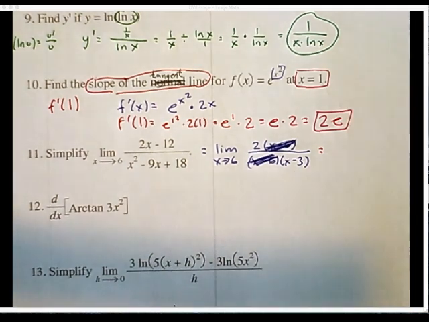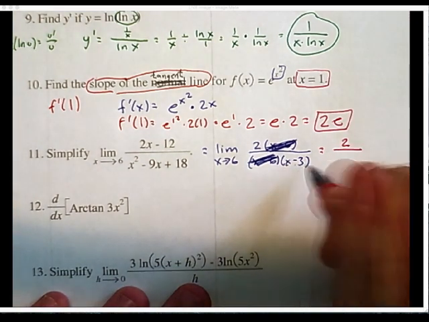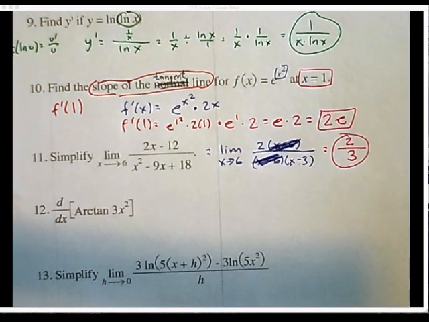Now, if you try to plug in 6 to what's remaining, you would get 2 over 6 minus 3, which is 3, so 2/3. You would get 2/3.